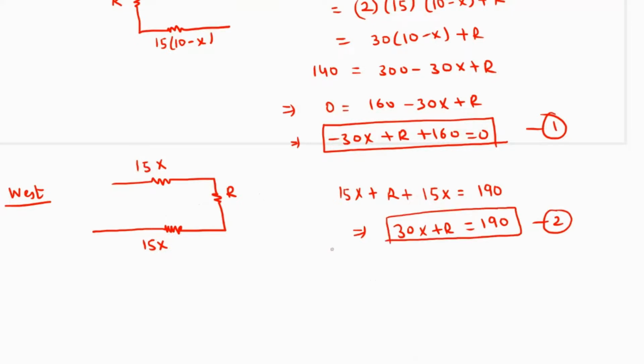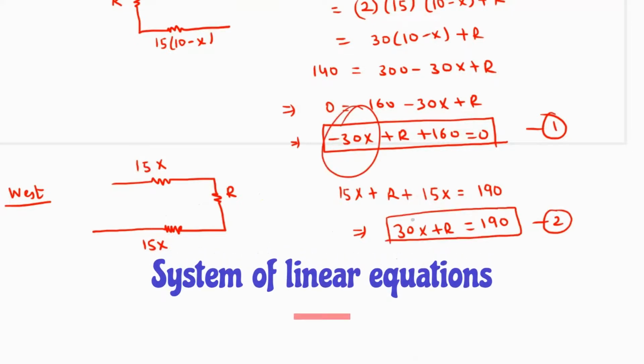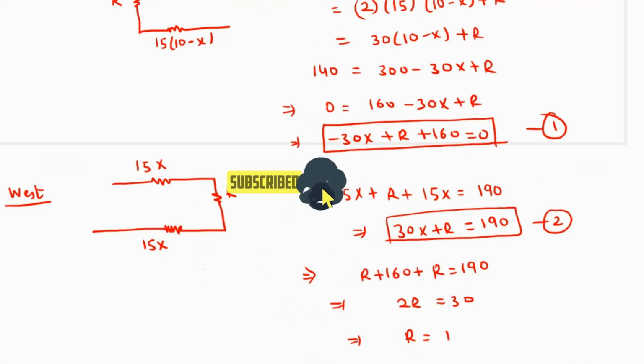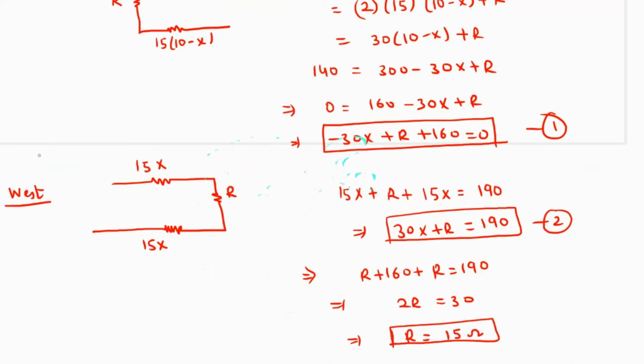If we add equation 1 and equation 2, definitely we'll get rid of x, because negative 30x plus 30x becomes 0. So that becomes R plus 160 plus R is equal to 190, which means R plus R is 2R, and subtracting 160 from both sides, we have 30. So the value of R, by dividing both sides by 2, becomes 15 ohms. There's the value of R.